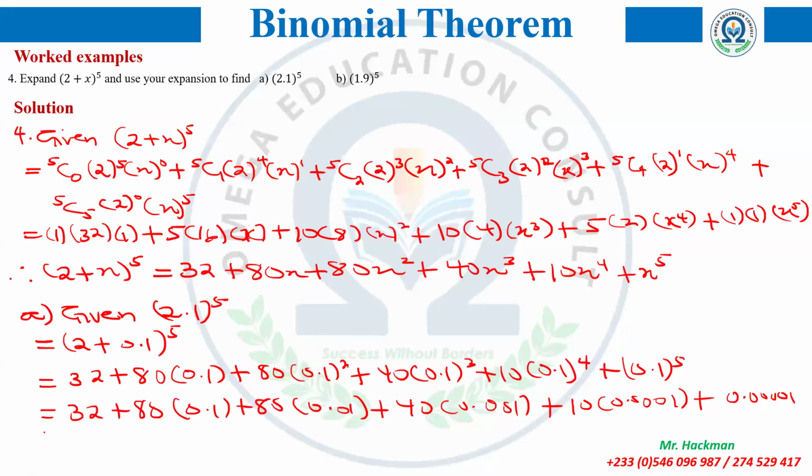Okay, so now let's continue. This will be equal to, we are now going to remove the brackets there. So this will give us 32, then plus 8. You move the decimal, 8. Then plus 0.8. Then plus 0.04. Then plus 0.001. Am I right?